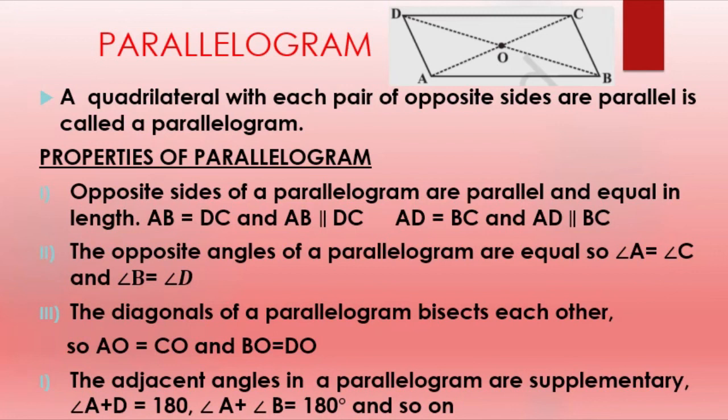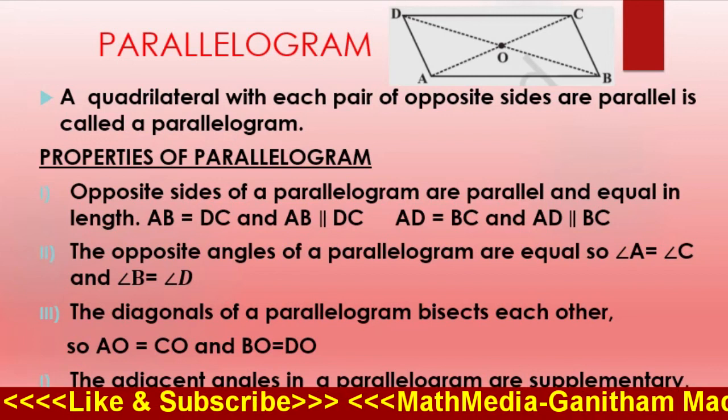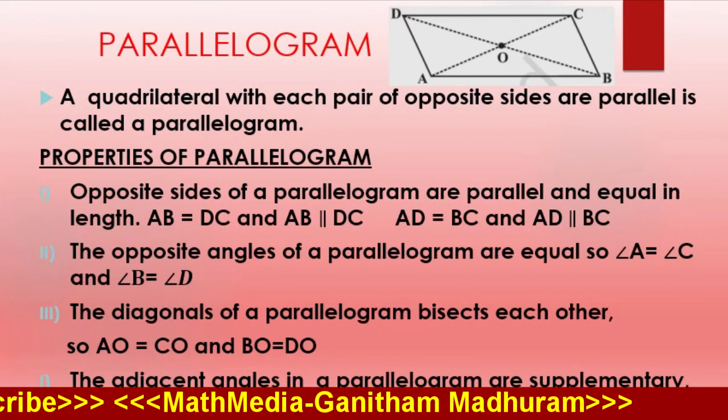So remember all the properties of a parallelogram. There are two properties regarding the angles. Which are they? That is, opposite angles of a parallelogram are equal. Another property regarding the angles is that the adjacent angles in a parallelogram are supplementary. And what about the diagonals? Diagonals of a parallelogram bisect each other.